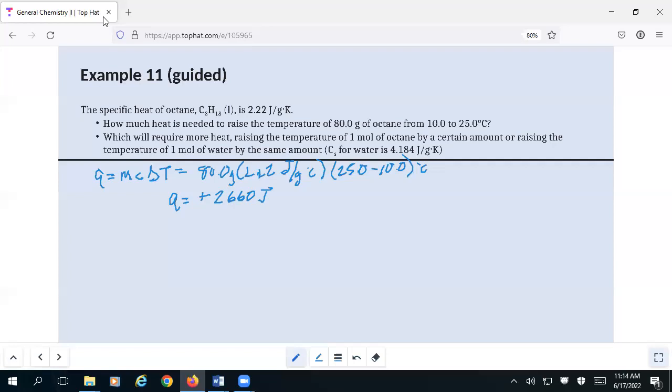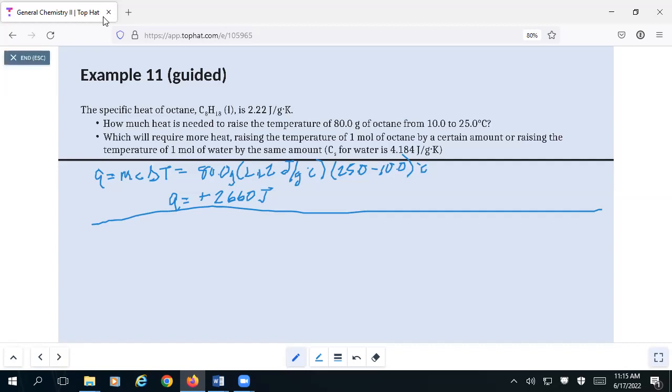The second question sounds kind of complicated, but it really isn't. Question is, which will require more heat? Raising the temperature of 1 mole of octane by a certain amount, or raising the temperature of 1 mole of water by the same amount? What this question is really asking is, which one has the greater heat capacity? And so how we can convert these to heat capacities is we just need to multiply the specific heat by the molar mass.